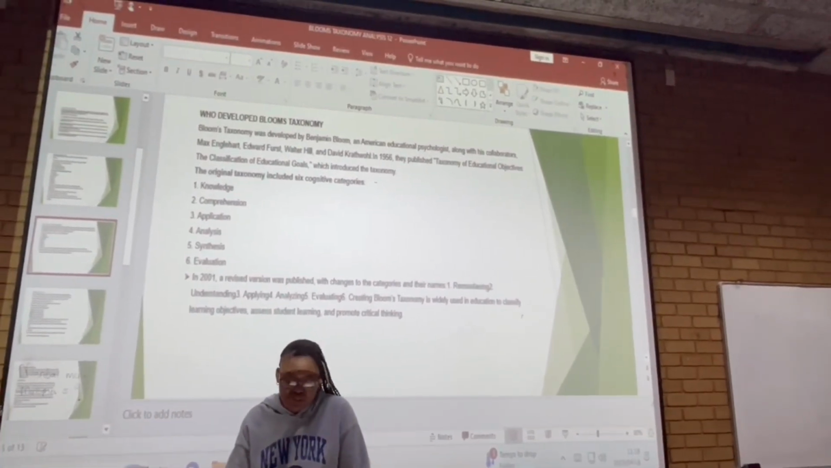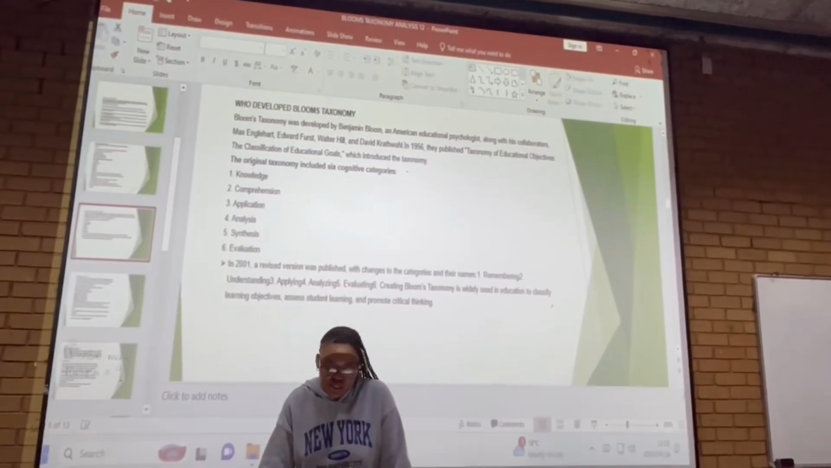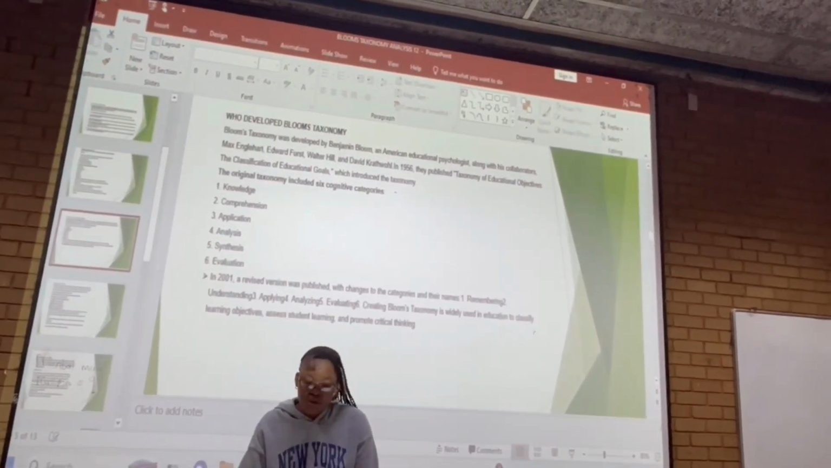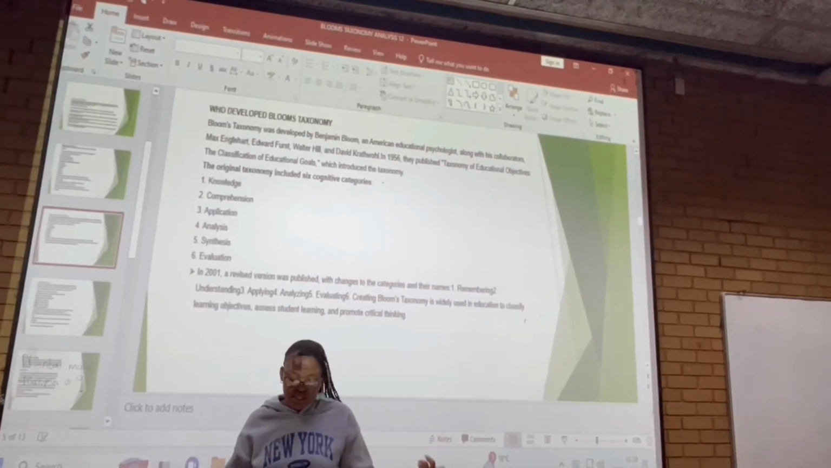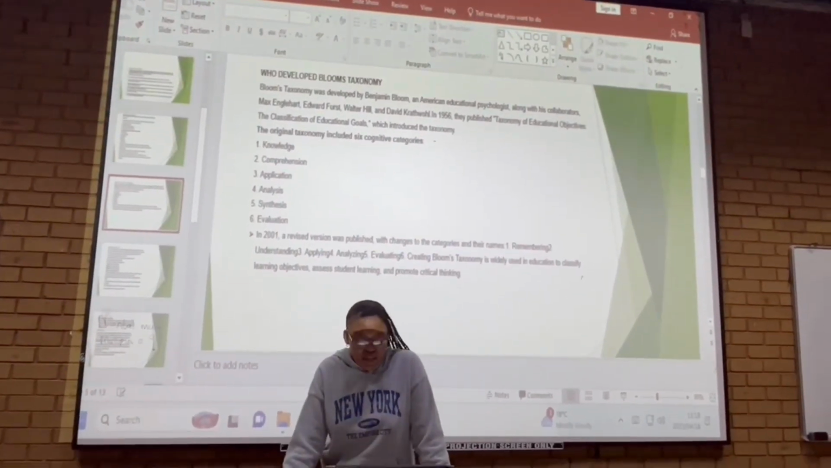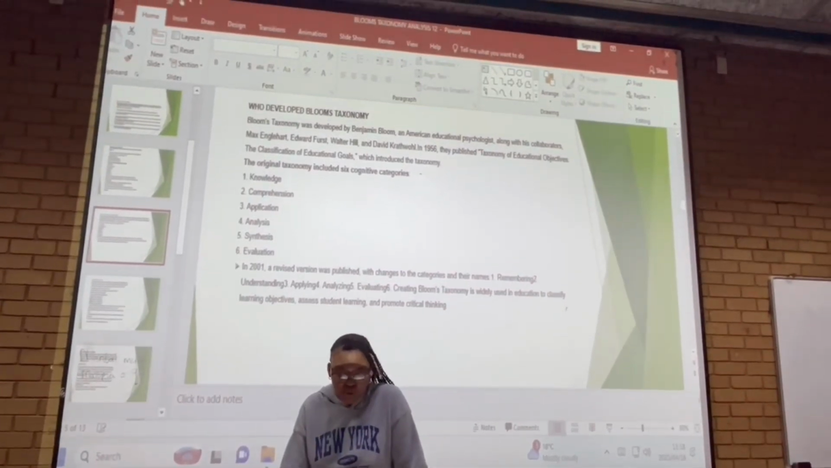In 2001, a revised version was published with changes to the categories and their names: 1, remembering; 2, understanding; 3, applying; 4, analyzing; 5, evaluating; 6, creating. Bloom's taxonomy is widely used in education to classify learning objectives, assess student learning, and promote critical thinking.